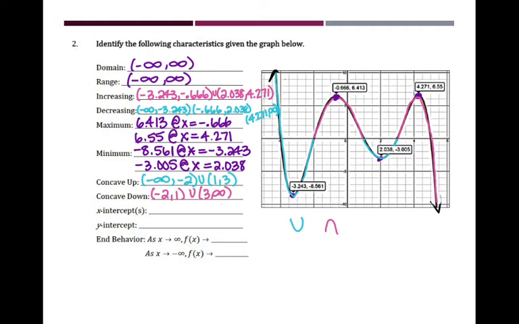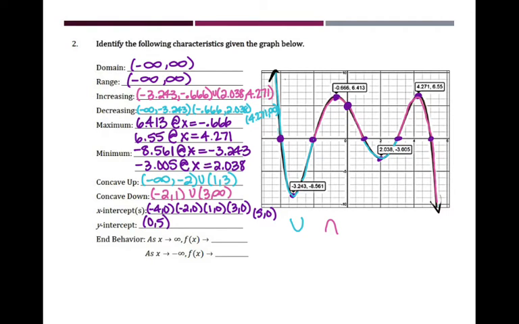Okay. My x-intercepts are where they cross the x-axis or touch the x-axis. So I have 1, 2, 3, 4, 5. That's a lot of x-intercepts. But I have one at negative 4, 0, negative 2, 0, 1, 0, 3, 0, and 5, 0. Okay, y-intercept, we just have that 1 right here at 5, so that would be 0, 5.